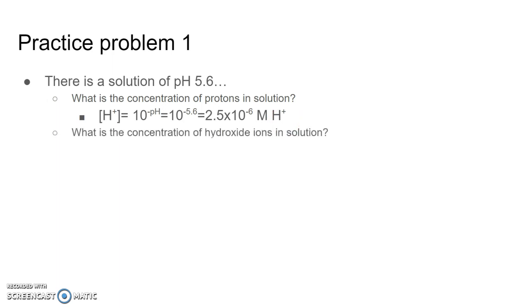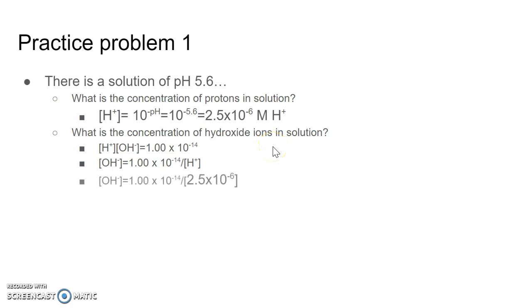What is the concentration of hydroxide ions in solution? Okay, so that one's a little bit trickier. I'm going to use this formula from before that I showed you: the concentration of hydrogen ions times the concentration of hydroxide ions. And then I'm going to solve for the hydroxide ions because that's what I'm trying to figure out. I already have the hydrogen ion concentration from the first part of this problem, so I'll plug that in. And when I plug that whole thing into my calculator, I end up with 4.0 times 10 to the negative 9th molar hydroxide ion concentration.